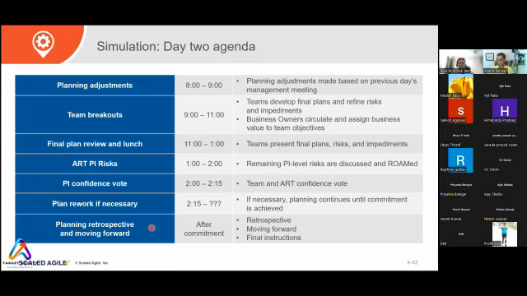We will cover that also. You're not seeing it in this high level agenda, but Scrum also happens in between the team breakouts, and that is also part of PI planning.